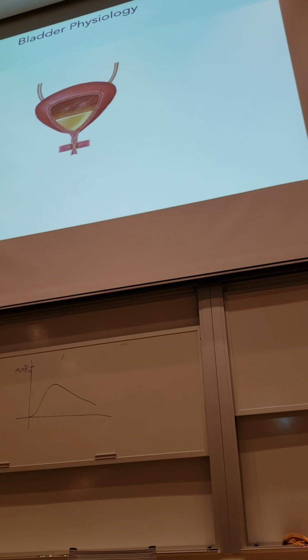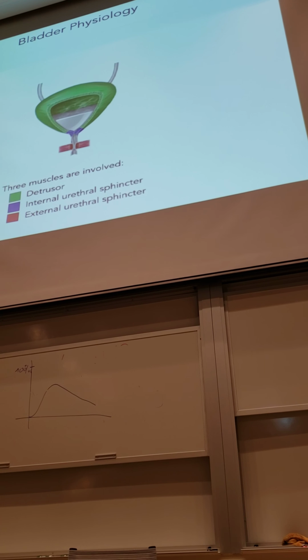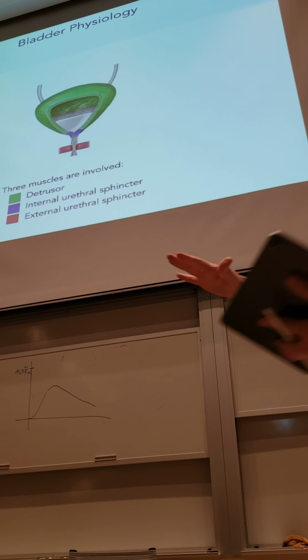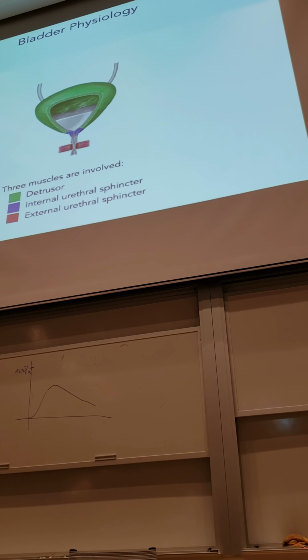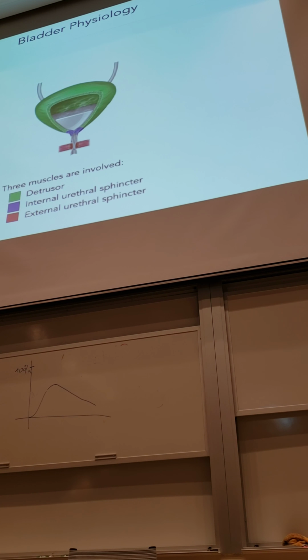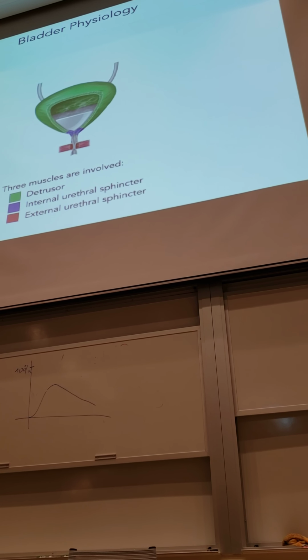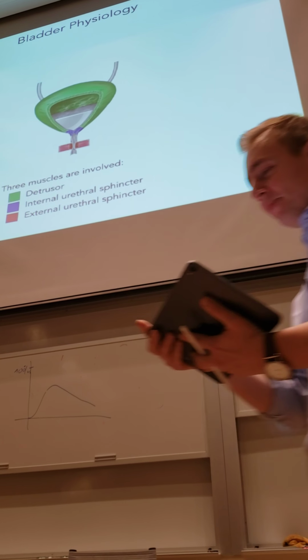The detrusor makes up most of the bladder. There's a little segment at the bottom that is called the internal urethral sphincter. And then outside of that, there's a different muscle called the external urethral sphincter. This is part of the floor of the pelvis. What's unique about this muscle is that it's skeletal muscle. This is the one you control. This is voluntary, whereas the detrusor and the internal sphincter are involuntary. You don't control it. It controls you.